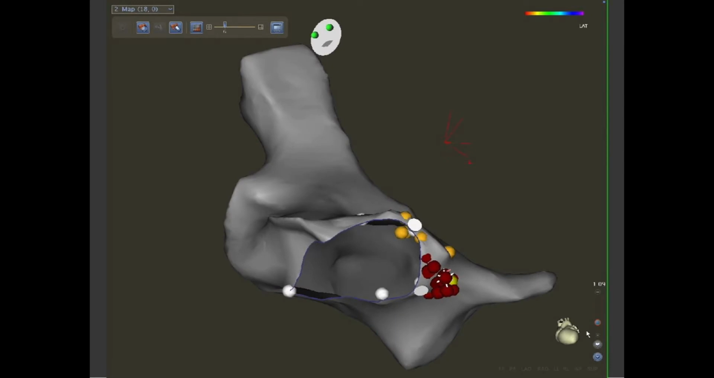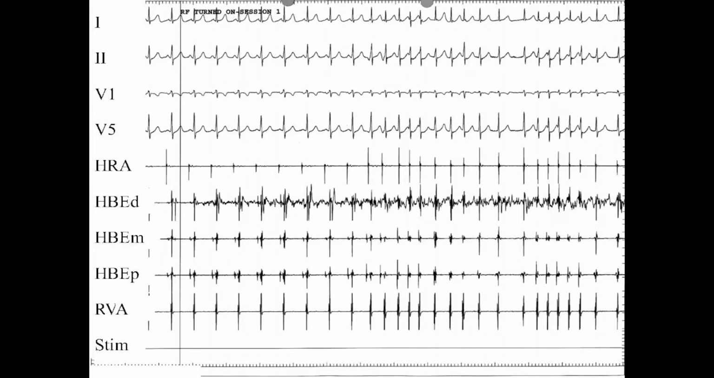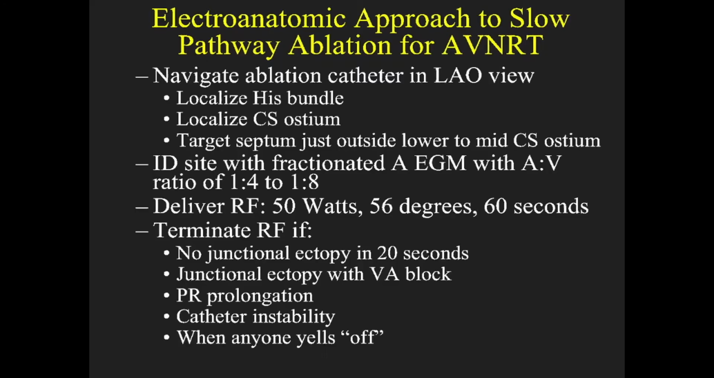And again, looking for junctional ectopy, we're fixated on looking at the surface EKG and a channel, whether it's your coronary sinus channel or some other channel that has a very large atrial electrogram, so you can monitor VA conduction. If you don't get VA block, it's extremely unlikely you're going to get AV block. So I tend to deliver high watts with a relatively low target temperature. You rarely reach 56 degrees, but I'll deliver 50 watts, 56 degrees for 60 seconds.